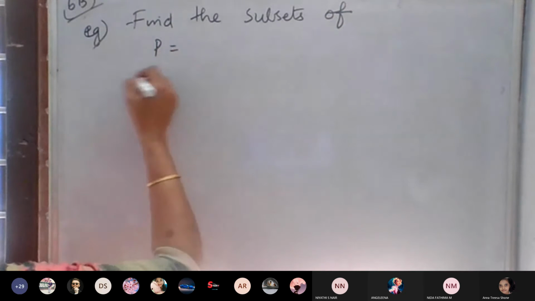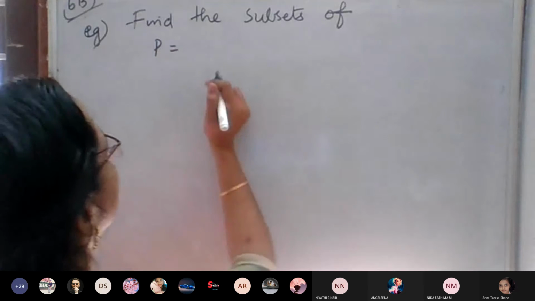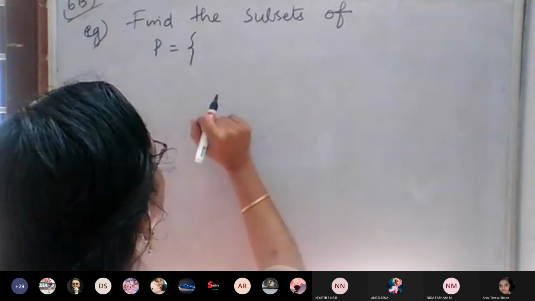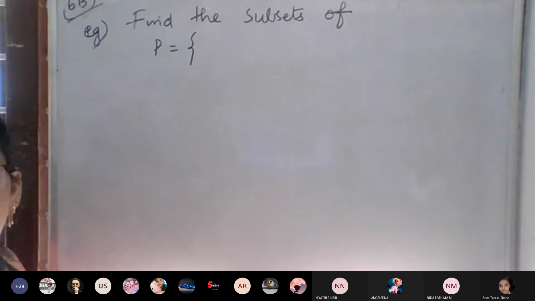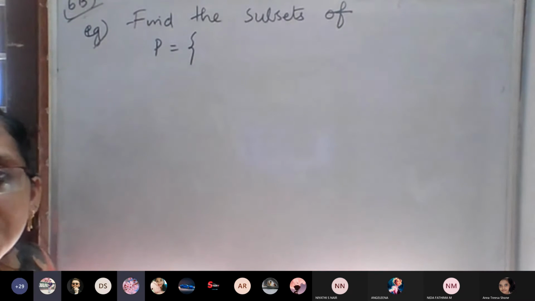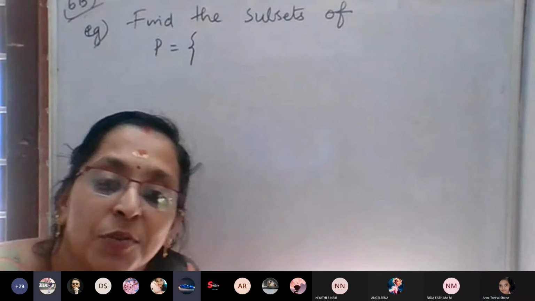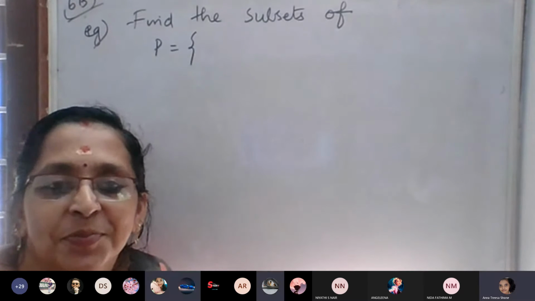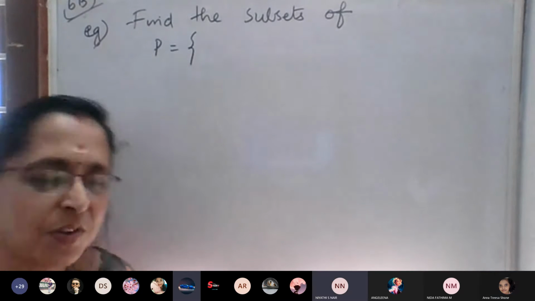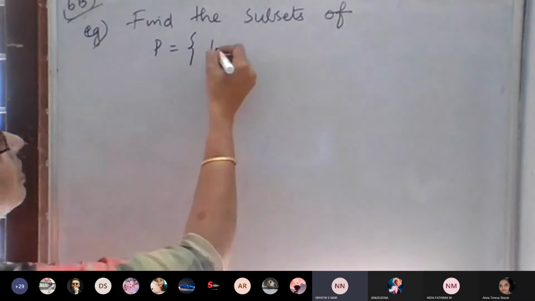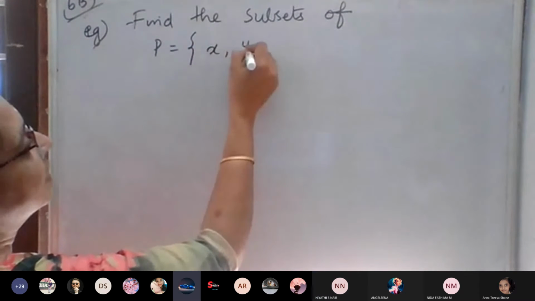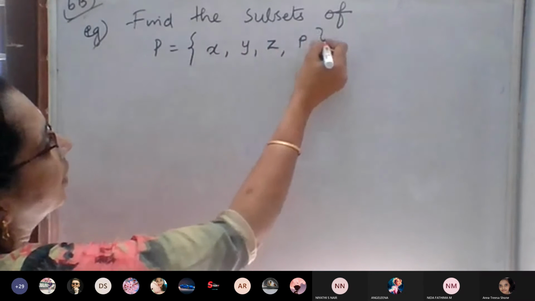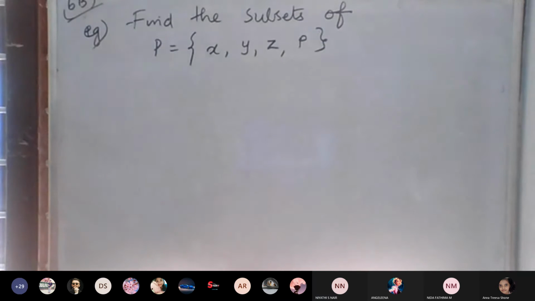P is equal to set... which number? Tell me. Any two numbers, 2, 3, 8, 4, 5, 6, 7. Can we take 5 numbers? Yes, we can take 5 numbers, but 4 is enough. Okay. X, Y, Z, P.